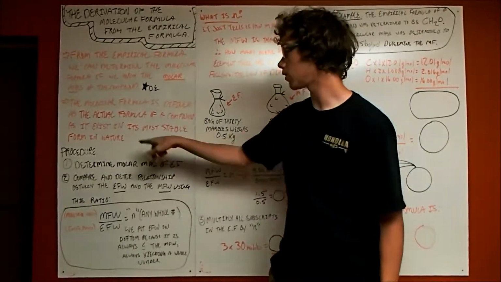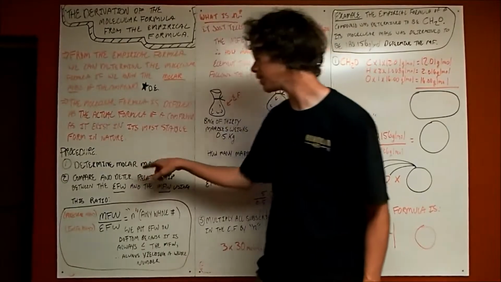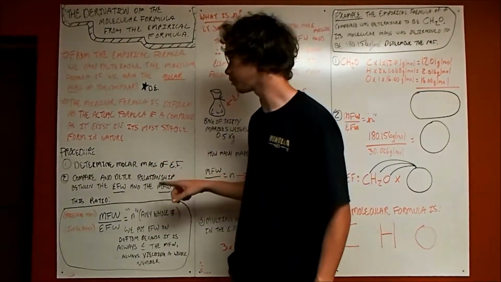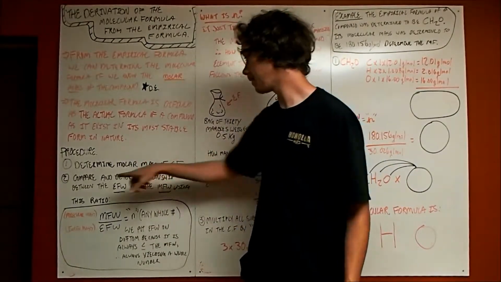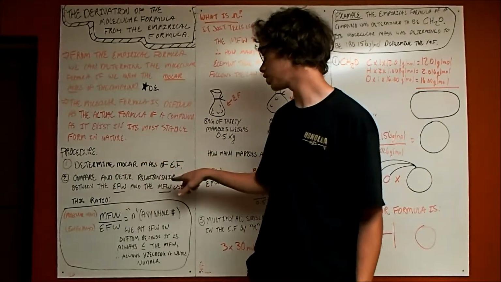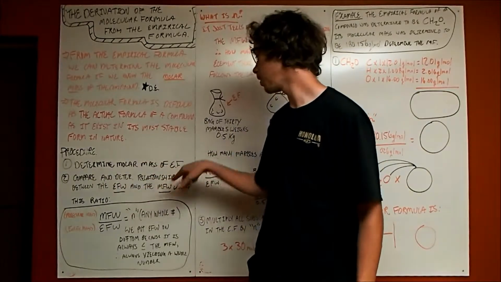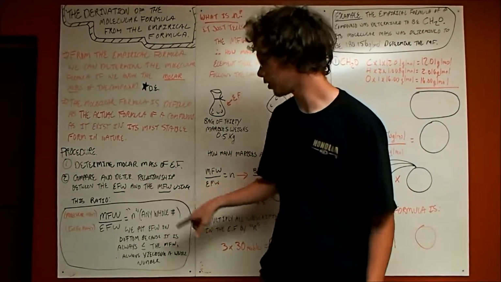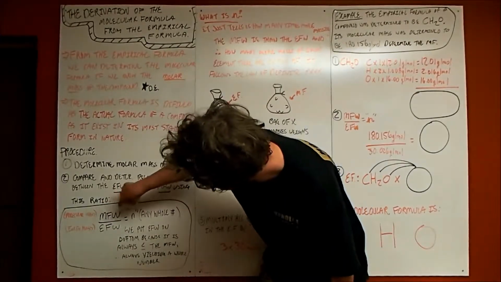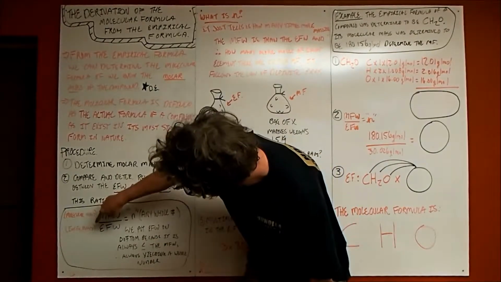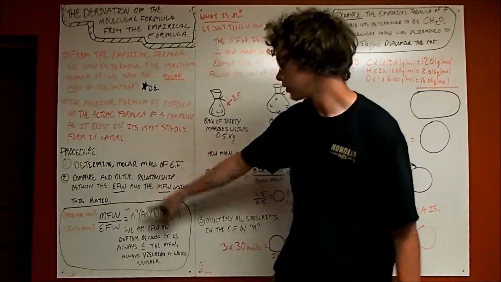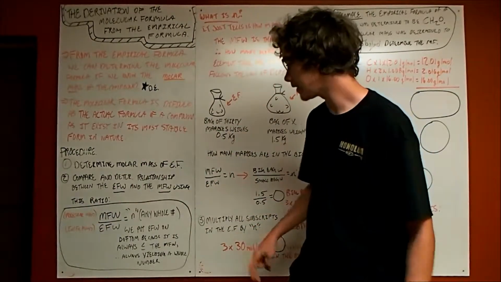As always, we're going to follow a procedure. The first step is to determine the molar mass of the empirical formula, which we can do with the math. Then we can compare and determine relationships between the empirical formula and the molecular formula using this ratio: the molecular mass of the molecular formula over the molecular mass of the empirical formula, which gives us a number called n. And n is any whole number.